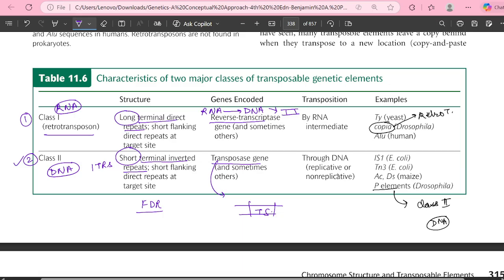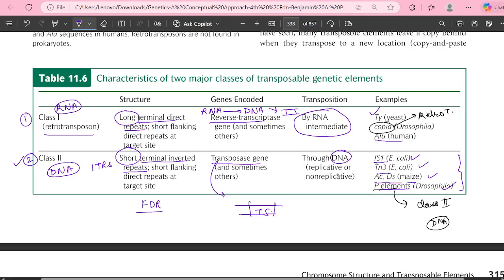Transposition in class 1 transposons occurs by an RNA intermediate, but in class 2 elements it occurs through DNA. The examples include the transposon yeast (TY) elements, the copia elements in Drosophila, and the ALU elements in humans. But the class 2 examples include IS1 elements, which we discussed in E. coli, Tn3, which we again discussed in E. coli, and Ac/Ds, which we discussed in maize, and the P elements in Drosophila.